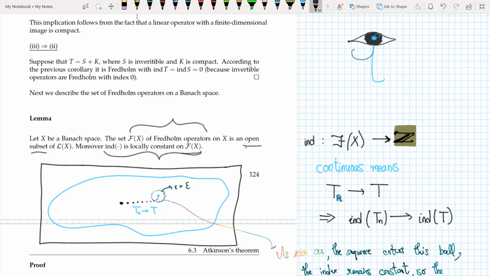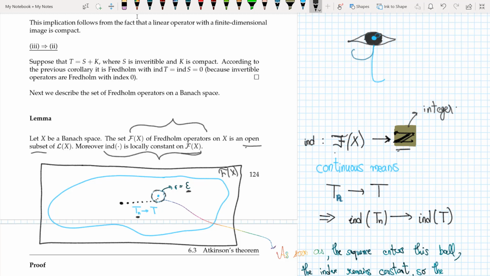so this is F(X), okay, and a sequence of operators, so this is a sequence of operators Tn converging to T, and I know that for every operator T I can find a ball of radius epsilon such that the index is constant here. But if you see carefully, this index is a mapping from F(X) to Z, so the Z is the integers.